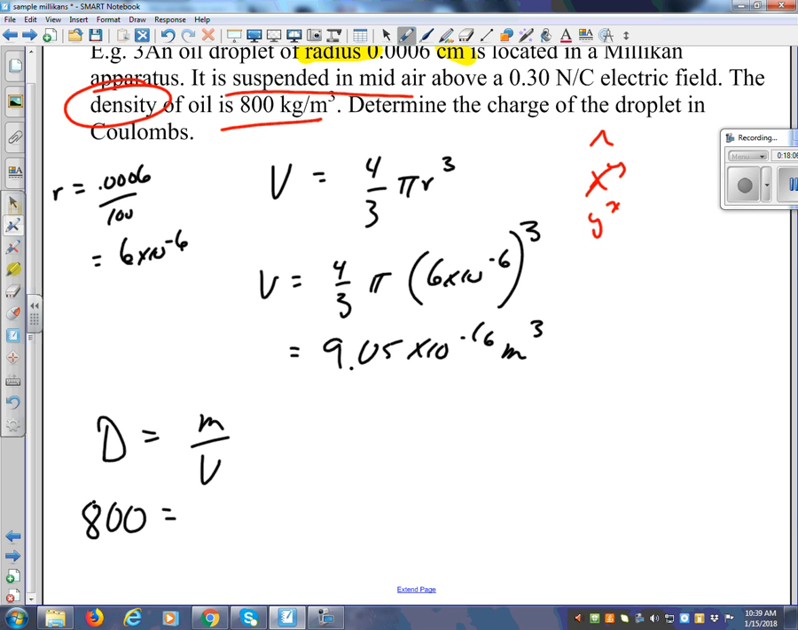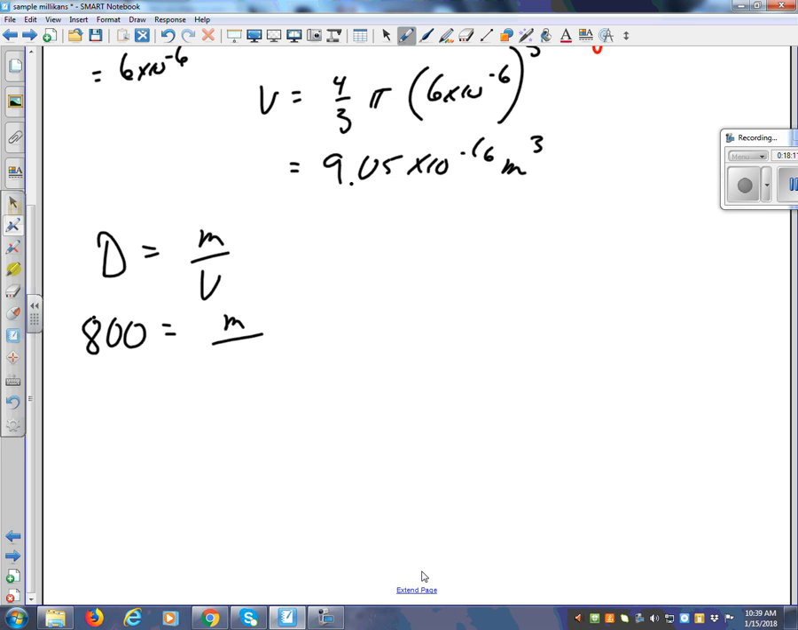You're going to solve for mass, and if I only had the volume, 9.05 times 10 to the minus 16. So you're basically going to take that number, which should still be in your calculator, don't clear it, and you're going to multiply by 800, aren't you? Right? You're going to take this value, multiply by 800. And I get 7.24 times 10 to the minus 13 kilograms. And I've now successfully converted a radius to a kilogram, a mass.